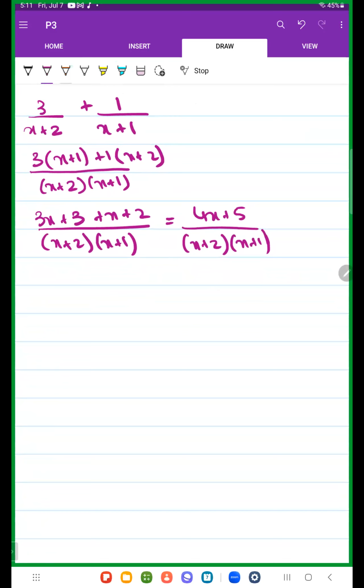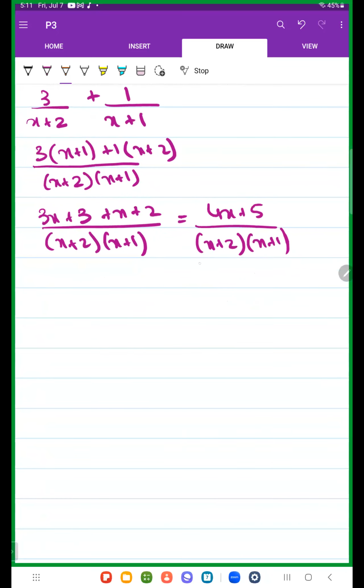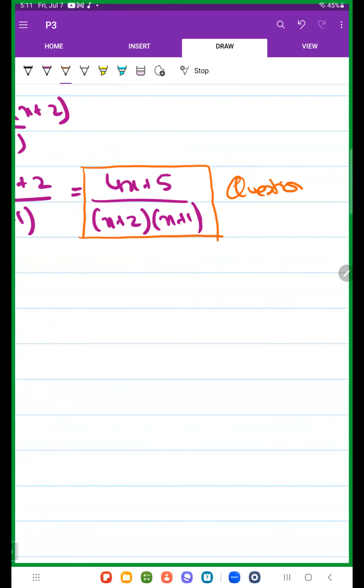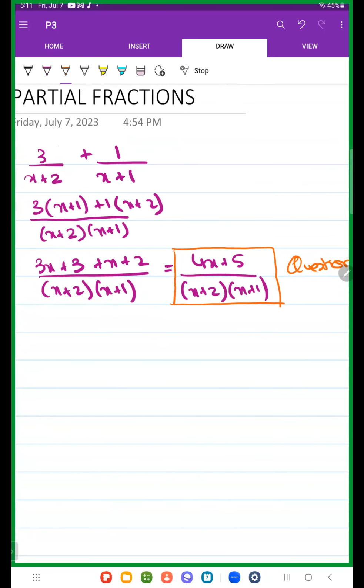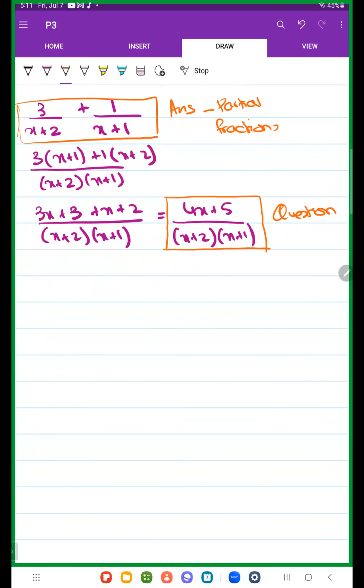Now at this level in P3, this is what they give us. The answer that you get, they give us as the question now. They will ask you to give your answer in this form, which is known as partial fractions. This is what our answer should look like. They want you to break up the fraction now. Initially, they were asking you to give your answer as a single fraction. Now they want you to break the answer and give multiple fractions.